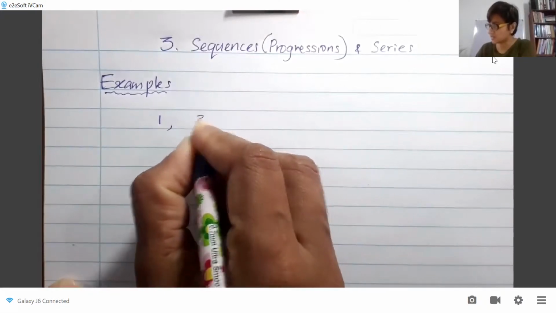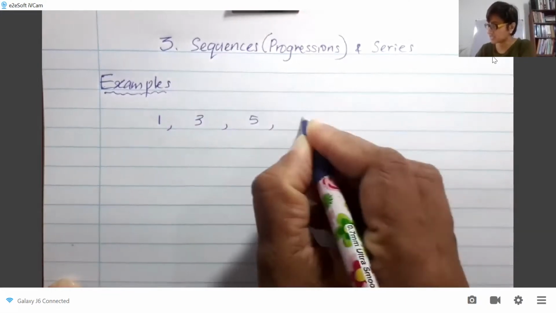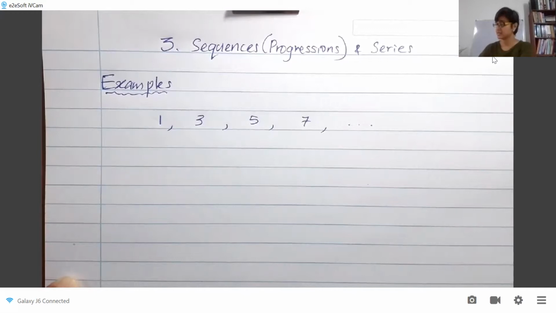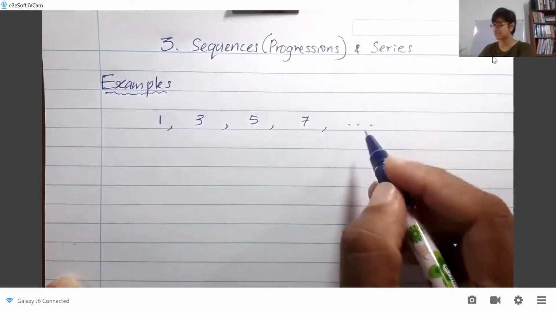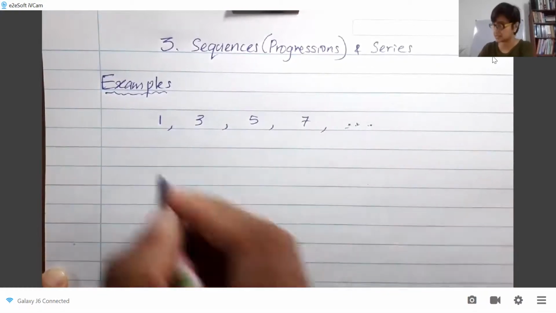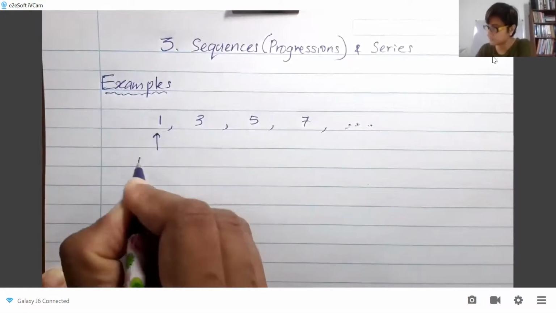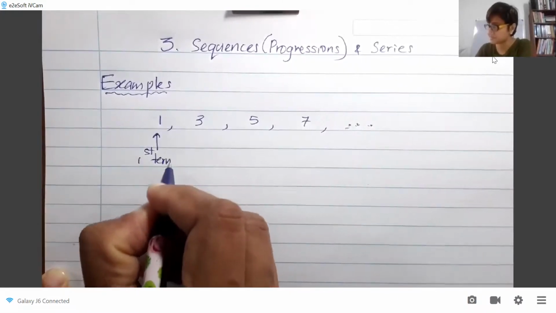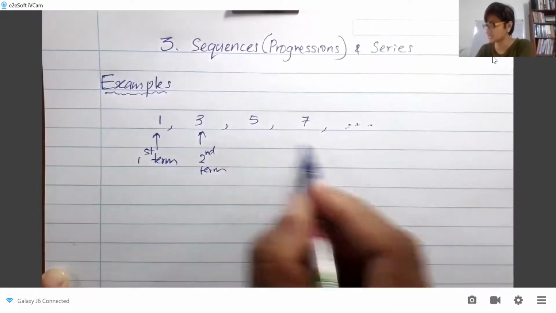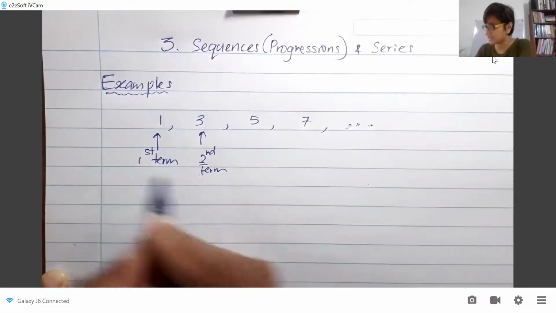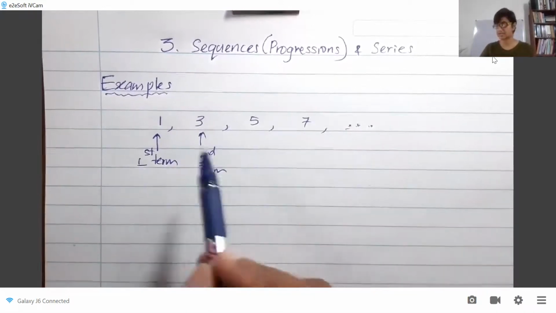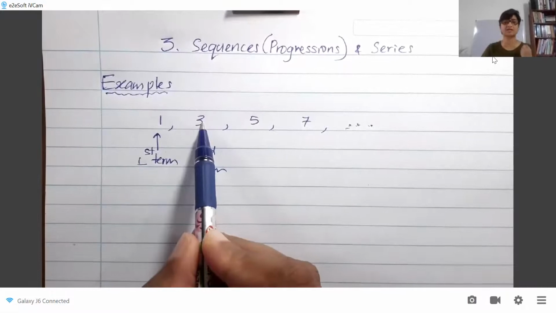Very simple sequence: 1, 3, 5, 7, and then three dots, which means it's an infinite sequence. These three dots are called an ellipsis. It means it goes on forever. So here's your first term. Here's your second term, and so on, right? So these are terms. Each term has a position in the sequence. So this can't be somewhere else. It's in this order. 3 is the second term.